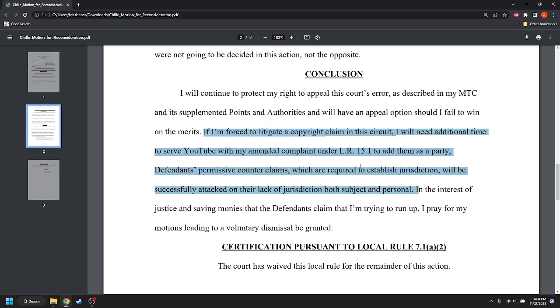I think he meant a period there. I think he meant that to be a period.